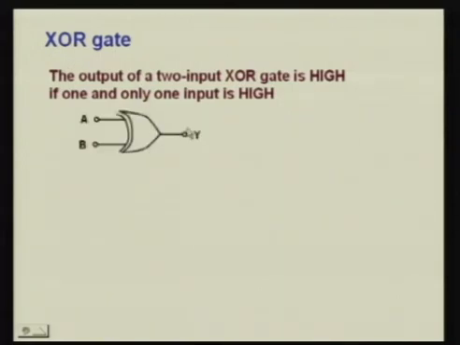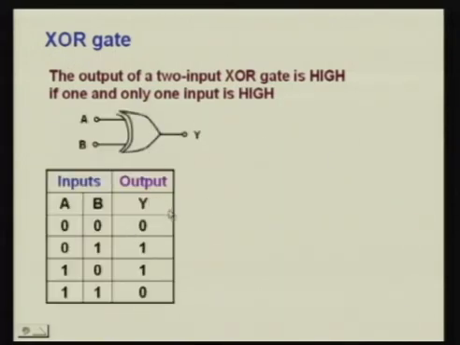This is the symbol for the XOR gate, and this is the truth table. A and B are the inputs and Y is the output. If we take A and B as 0, then the output will be 0 by the definition. It will be in one state only when both the inputs are not equal, and when both inputs are equal, the output will be 0. You see, in the first row we have 0 0, both inputs are the same, so the output is 0, and in the fourth row both inputs are identical, so the output is in 0 state.